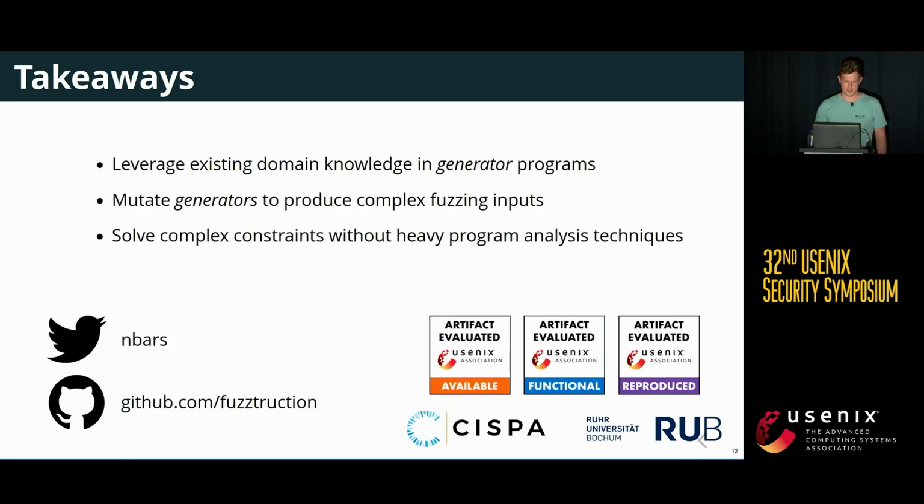And this brings me to the takeaways. What we learned here is that we can leverage existing domain knowledge in generator programs, and by mutating these generator programs, we are able to produce complex fuzzing inputs that are basically only limited by the capabilities of the generator program itself. And we can use this approach to solve complex constraints such as encryption or even signatures without relying on any heavyweight program analysis techniques.